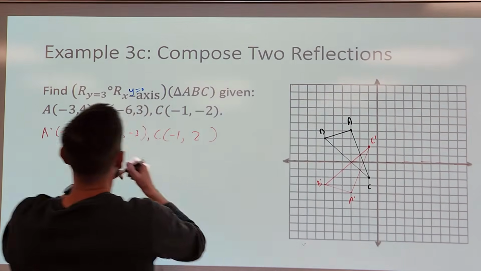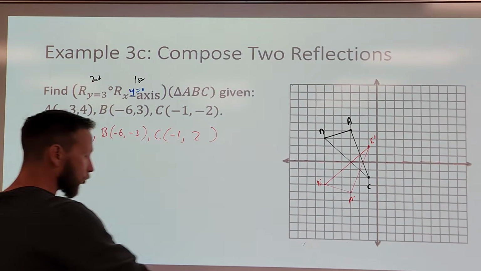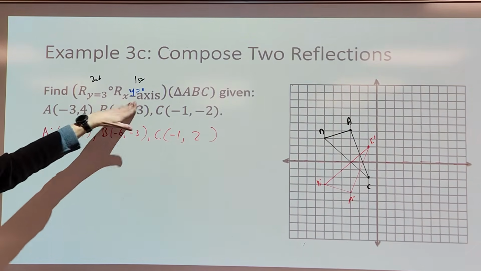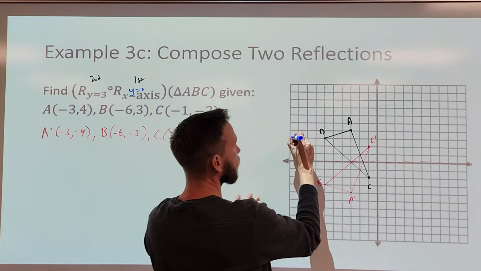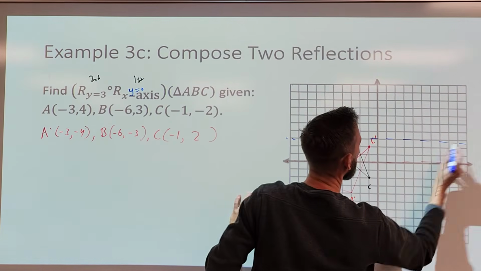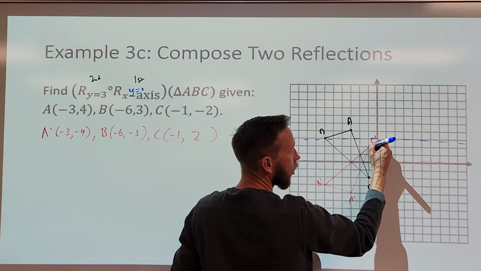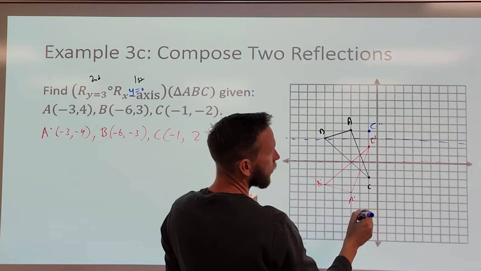Now, again, we're doing first and then we're doing second. So now I'm going to reflect this red triangle over the line y equals 3. Now this is a little bit tricky because we're not reflecting over an axis. We're having to find out where's the line y equals 3. And we're going to reflect this equidistant from that line. So if this is 1 space away, I'm going to go 1 space away for C double prime.